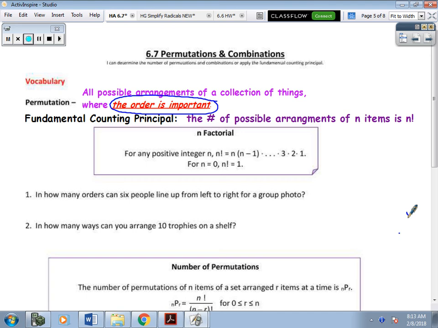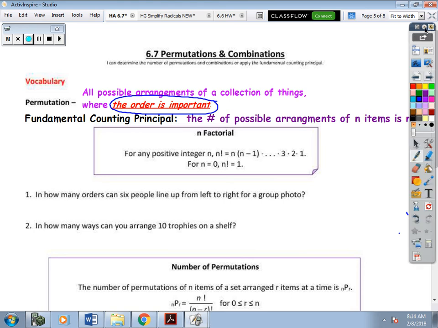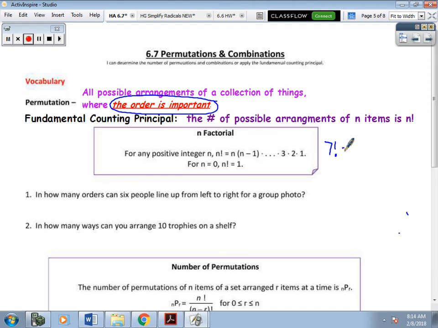Now n factorial is a mathematical operation for multiplying that number by every integer that is smaller than it until you get to 1. So for example, 7 factorial would be 7 times 6 times 5 times 4 times 3 times 2 times 1. There is a button on our calculator so that we don't have to type them all out every time. But that's what a factorial does, it multiplies by every integer that is smaller than it until you get to 1.